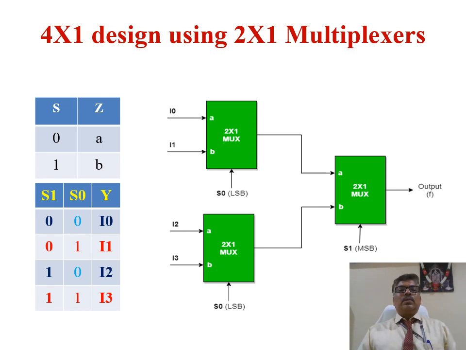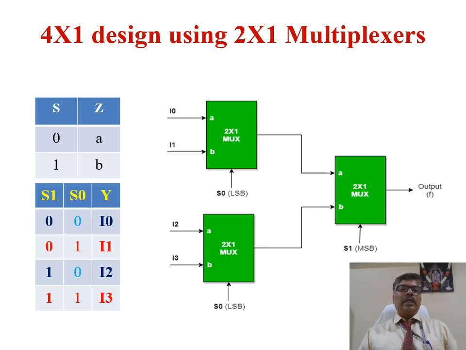First, I0, I1, I2, I3, total 4 inputs are there. So this has been divided into 2. I0, I1 go to a 2 by 1 multiplexer with S0 as the selection line, and for I2, I3 we are also going to use S0 as the selection line. Then the outputs of these two 2 by 1 multiplexers are connected to one more 2 by 1 multiplexer, where the selection line is S1.